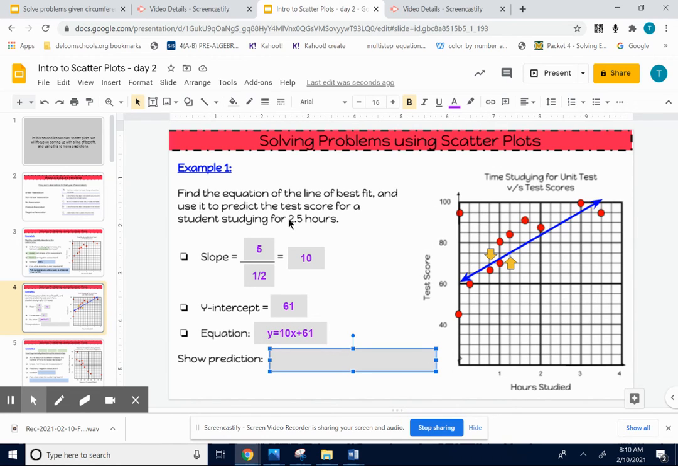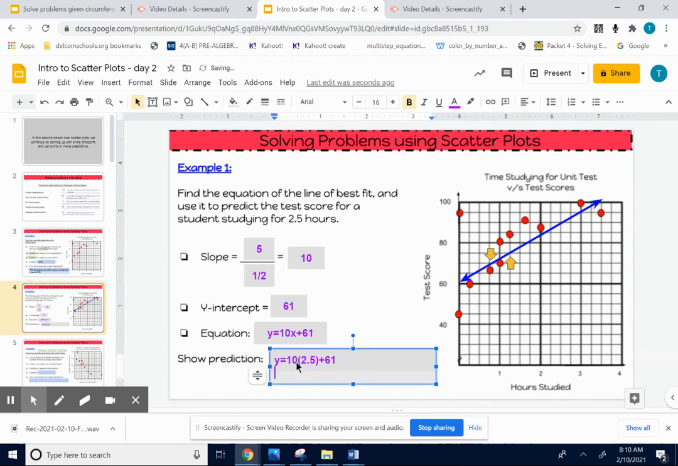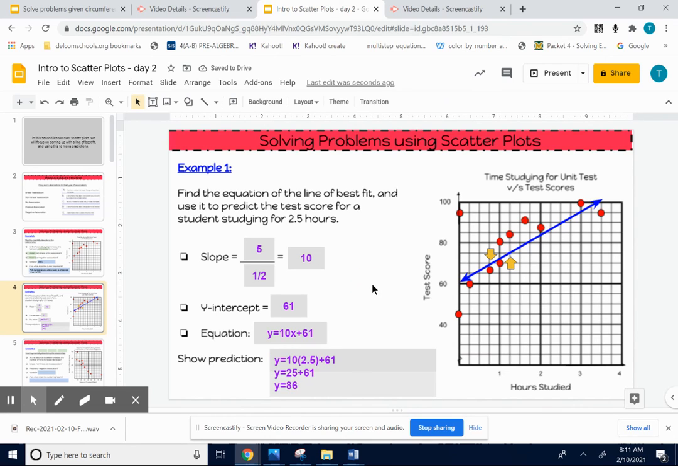So we're going to put 2.5 in for x and solve for y. y equals 10 times x, where x is 2.5, and then I add 61. I'm just going to take 10 times 2.5 first, which is 25, and then add 61. If I add 25 to 61, I get 86. So my equation tells me that if I study 2.5 hours, following along with the other people in the class, I would get an 86 on the test.